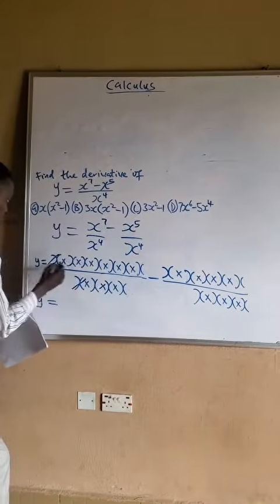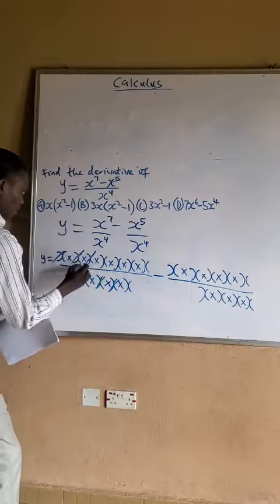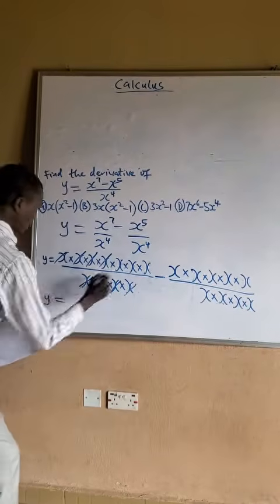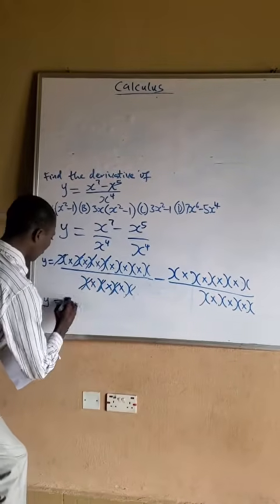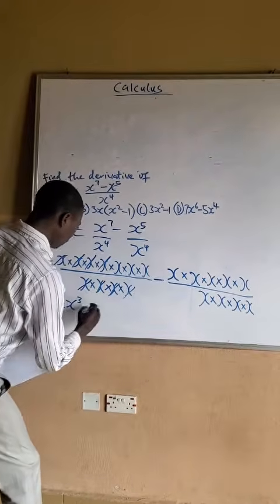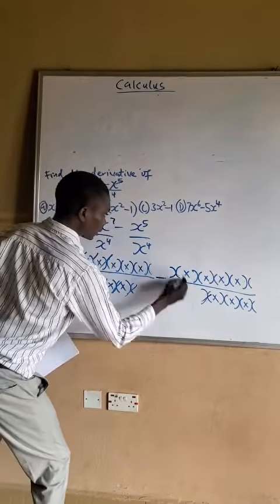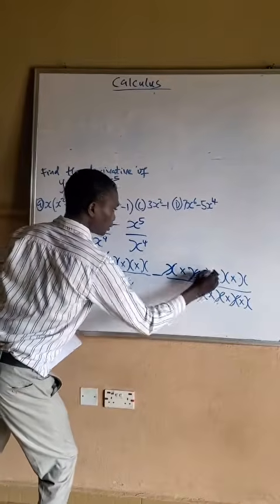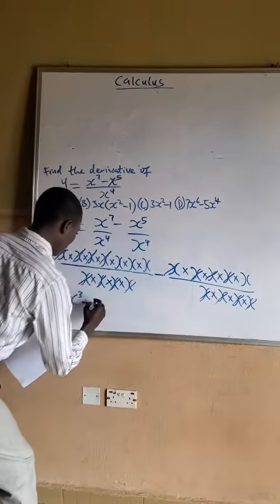So if you say x cancel x, x cancel x, x cancel x, x cancel x, here we are left with x times x times x. We are left with x raised to the power of 3, and here we are left with minus, this cancel this, this cancel this, this cancel this, this cancel this. We are left with x.